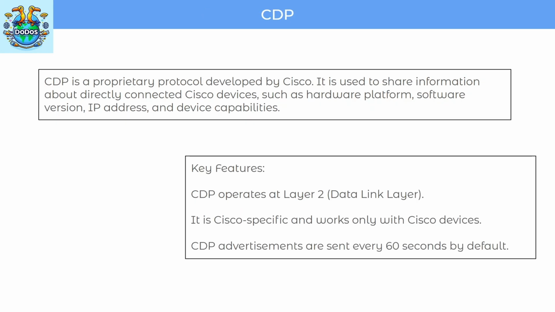CDP, or Cisco Discovery Protocol, is a proprietary protocol developed by Cisco. It is used to share information about directly connected Cisco devices, such as hardware platform, software version, IP address, and device capabilities. Key features of CDP are that CDP operates at Layer 2, or the data link layer.